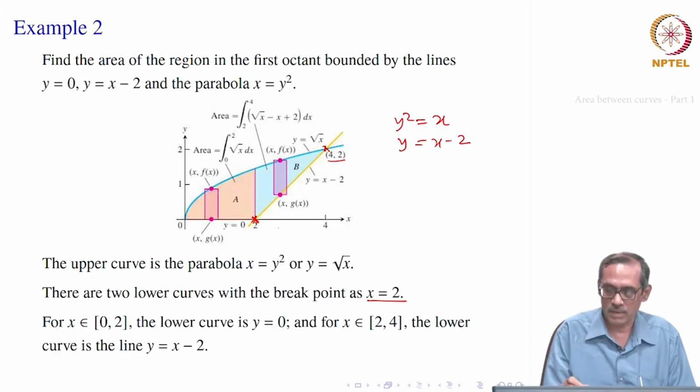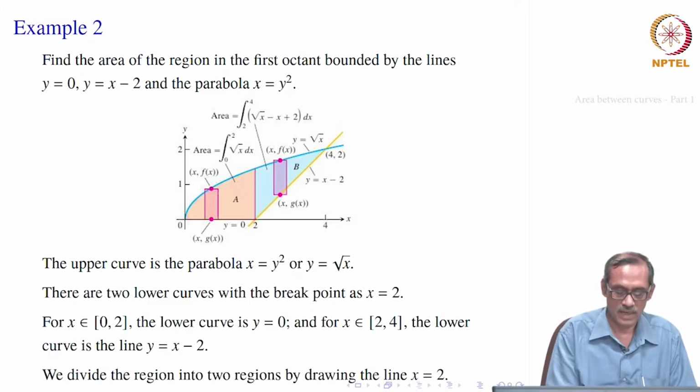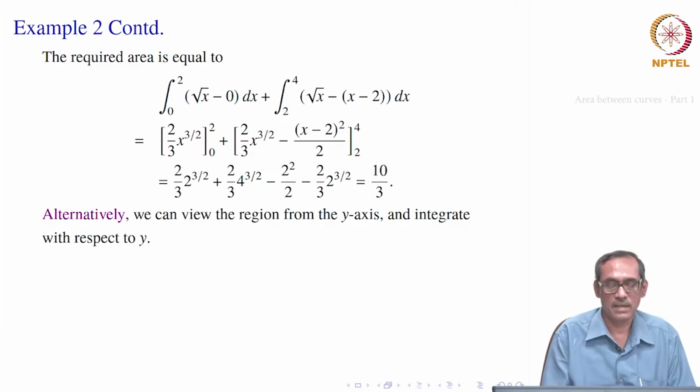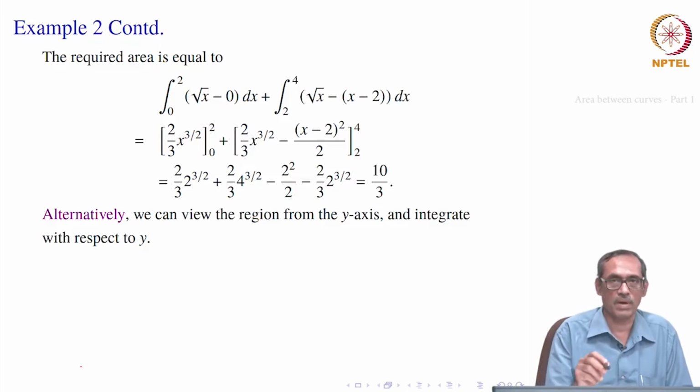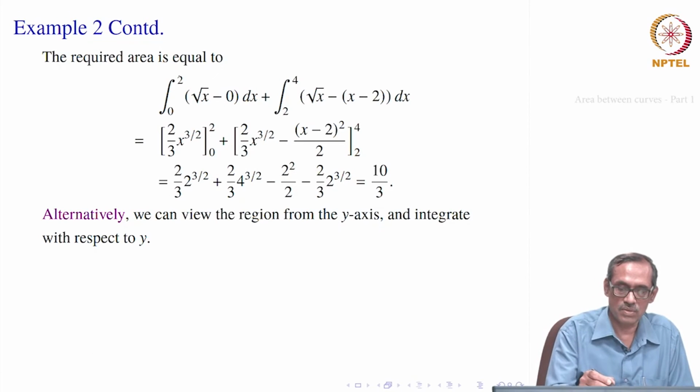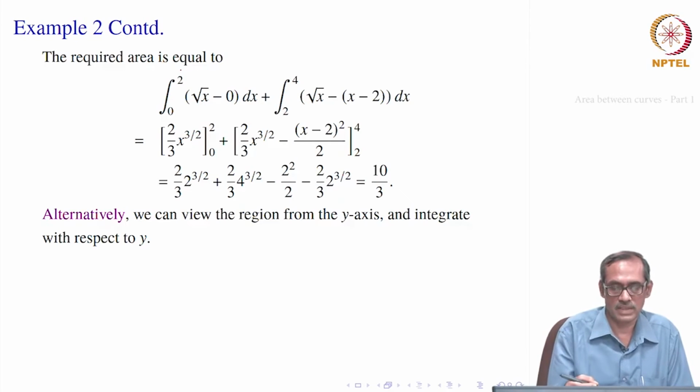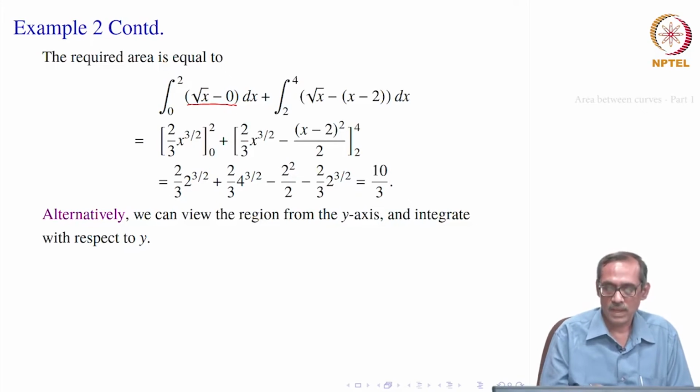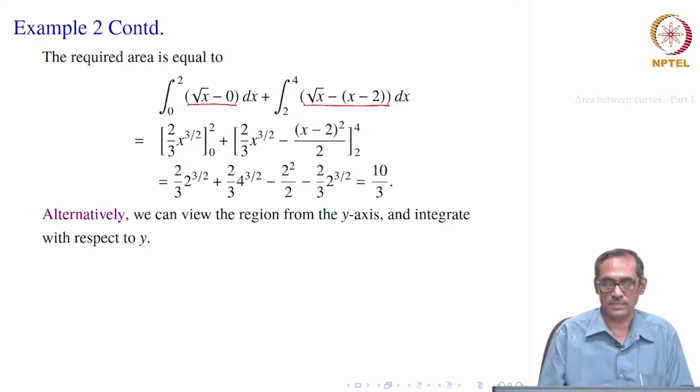Okay. And on the other interval, when x varies from 2 to 4, the lower curve is the line y equal to x minus 2, that yellow one, and the upper one is again y equal to root x. Fine. So, divide the region and then the required area will be equal to the sum of two integrals. From 0 to 2, root x is lying in the upper part of the x axis, where y is equal to 0. So, that will correspond to the integral of square root of x minus 0, and from 2 to 4 it will correspond to the integral of root x minus 2.